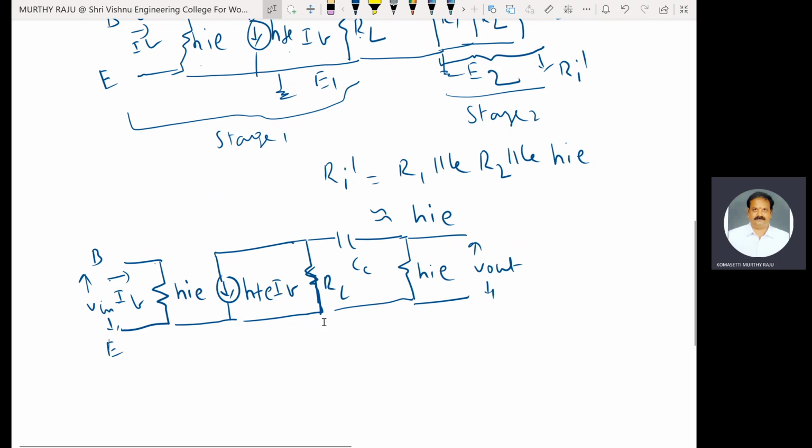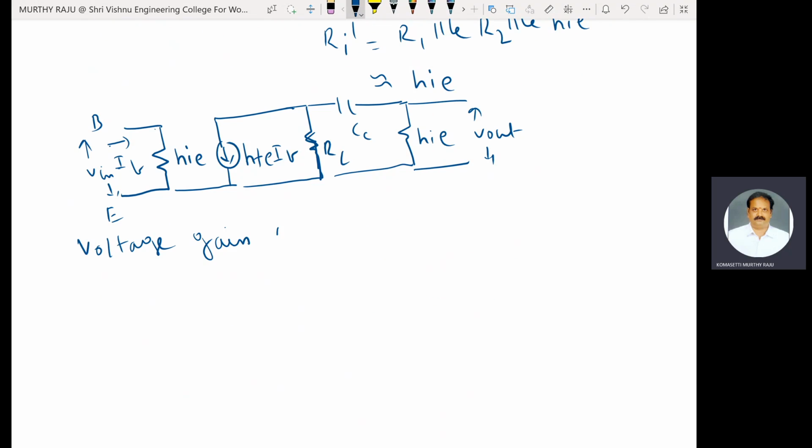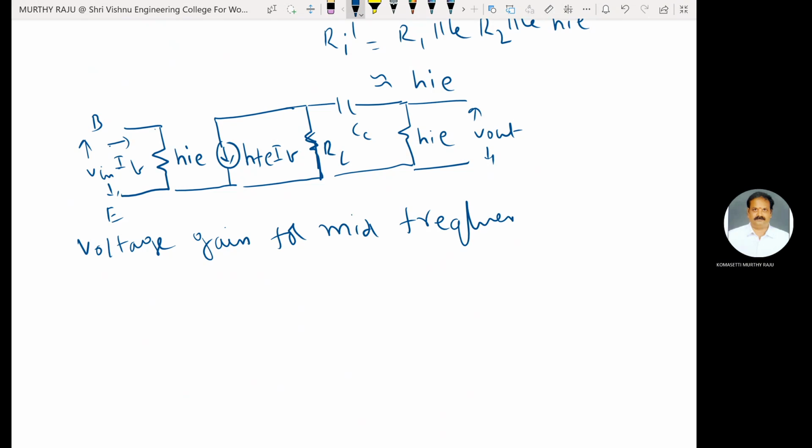Voltage gain for mid frequency range. At mid frequency range, the reactance or impedance offered by the coupling capacitor CC is so small that it cannot be effectively considered. The effect of CC is not considered at mid frequency range. Therefore, CC is replaced by a short circuit.